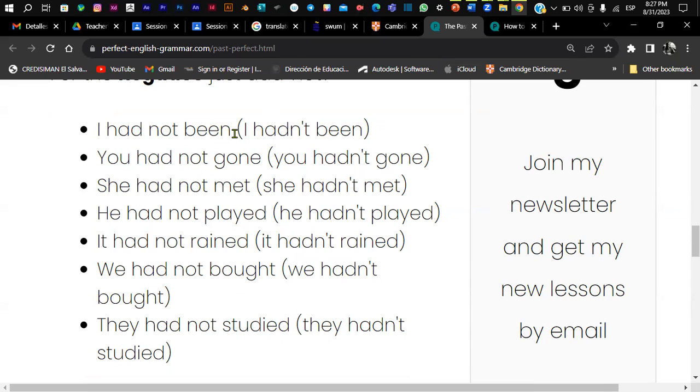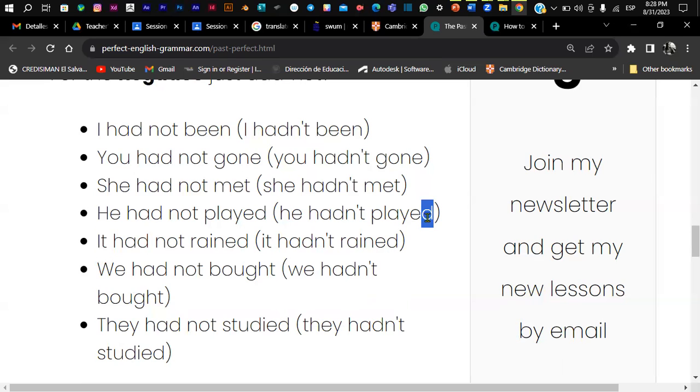She had not met. She hadn't met. He had not played. He hadn't played. It had not rained. It hadn't rained. We had not bought. We hadn't bought. They had not studied. They hadn't studied. Okay, all right. Pretty good. But remember that at the end is letter T. You hadn't gone. You hadn't met. He hadn't played.